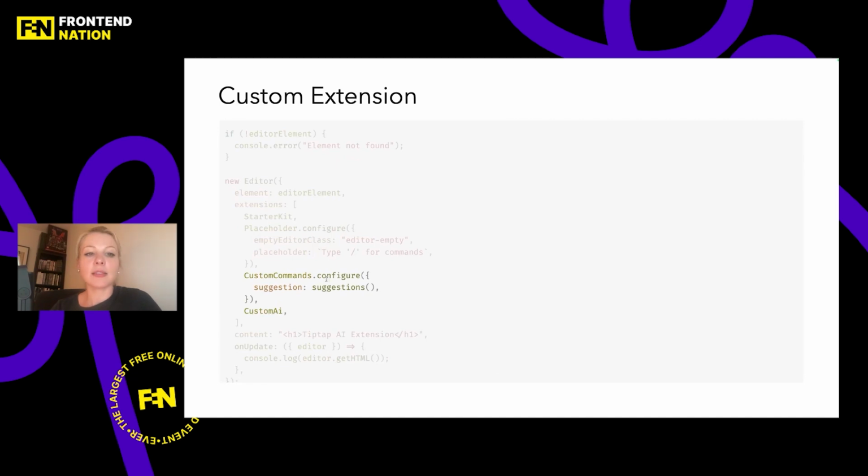The custom commands I configure again with the suggestions, and the custom AI extension does not need any kind of parameter. You don't have to call it custom. I just did it here for the sake of the demo in the code base. You could call it whatever you want, unicorn, AI, whatever.